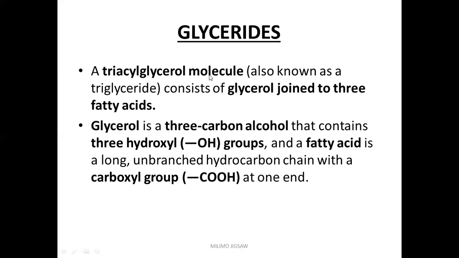So remember, we did look at glycerol and it being a 3-carbon alcohol. So it contains 3 hydroxyl groups, which are the OH groups. And then we know that the fat acid is a long unbranched hydrocarbon chain, which terminates with a carboxyl group at one end. So this is just a review of what we've already talked about, the structure of glycerol and fat acid as well.